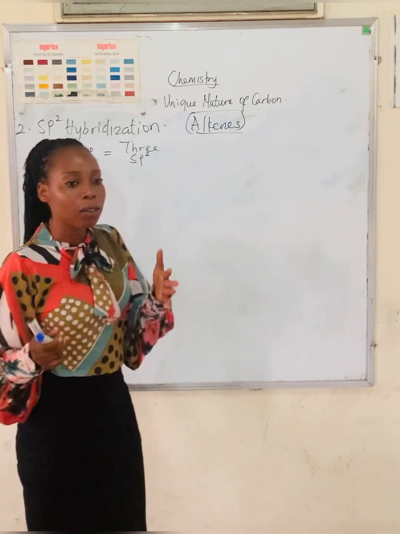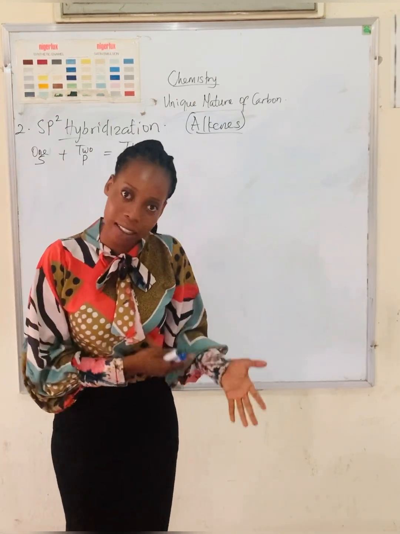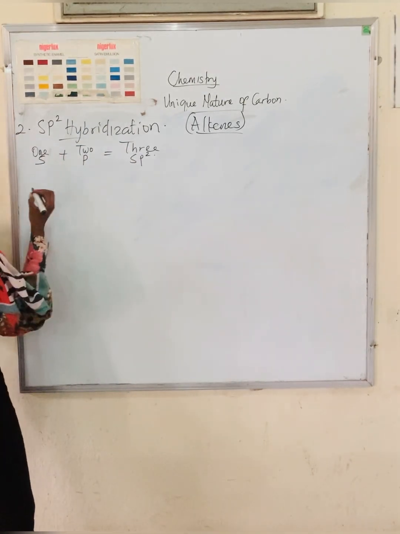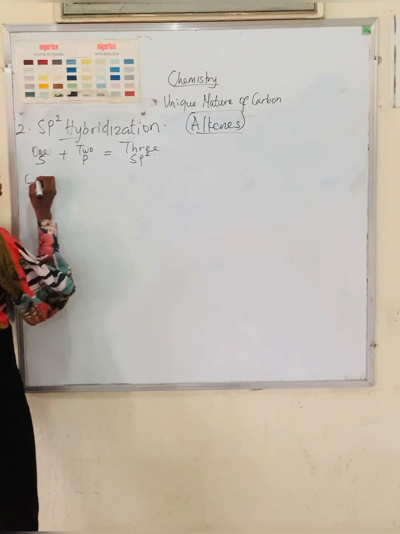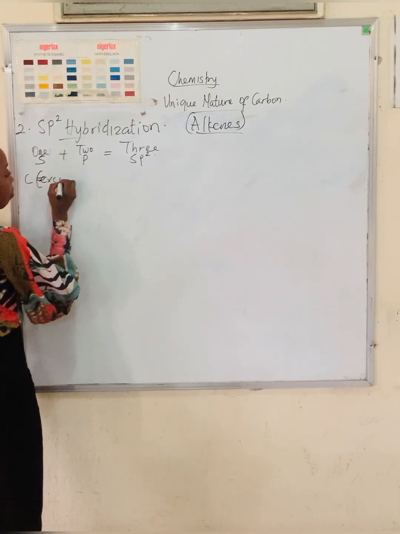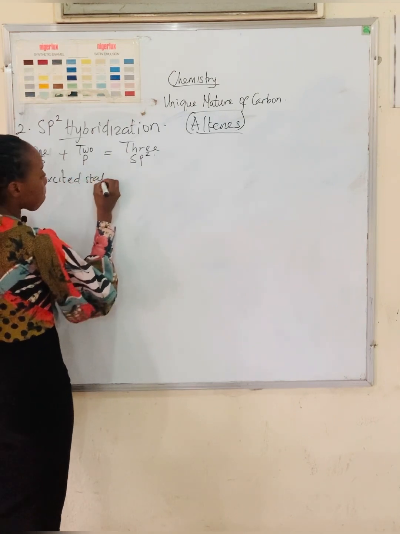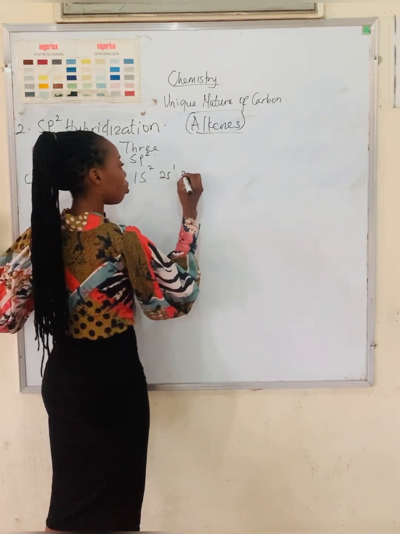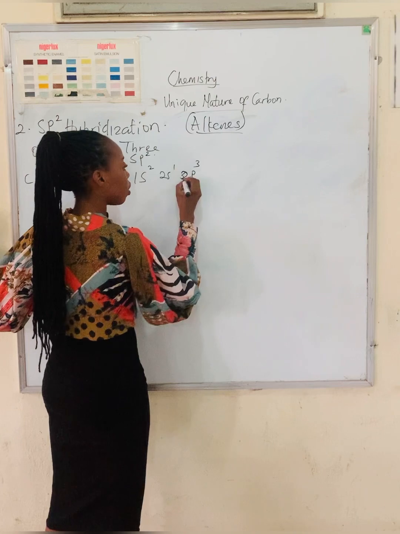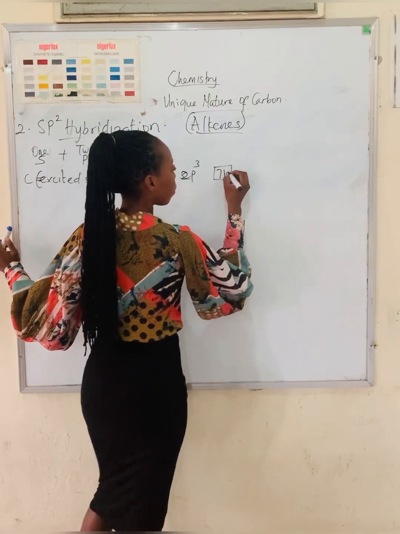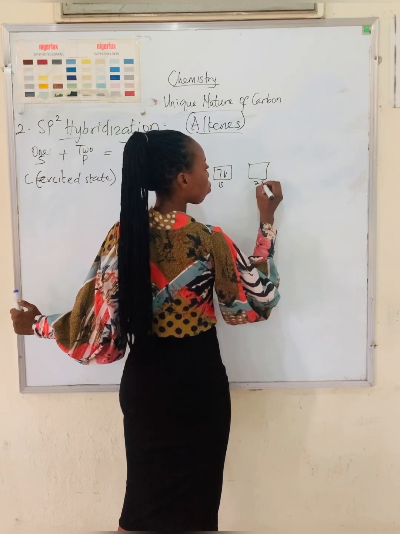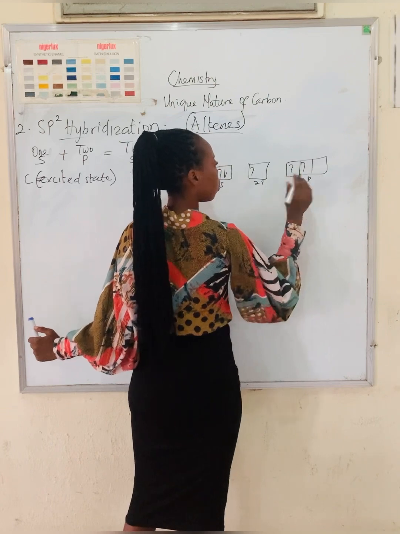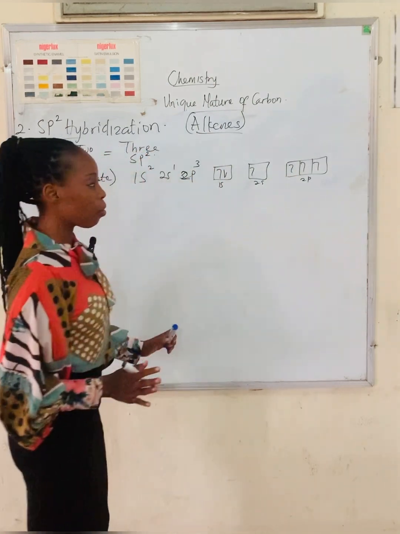So let's skip the part where I talk about the ground state and the excited state. Basically, I can start from the excited state of carbon now. In the excited state, the configuration is 1s2, 2s1 and 2p3. So we have 1s, 2s, and we have one electron each in the p orbitals. That's the excited state of carbon.